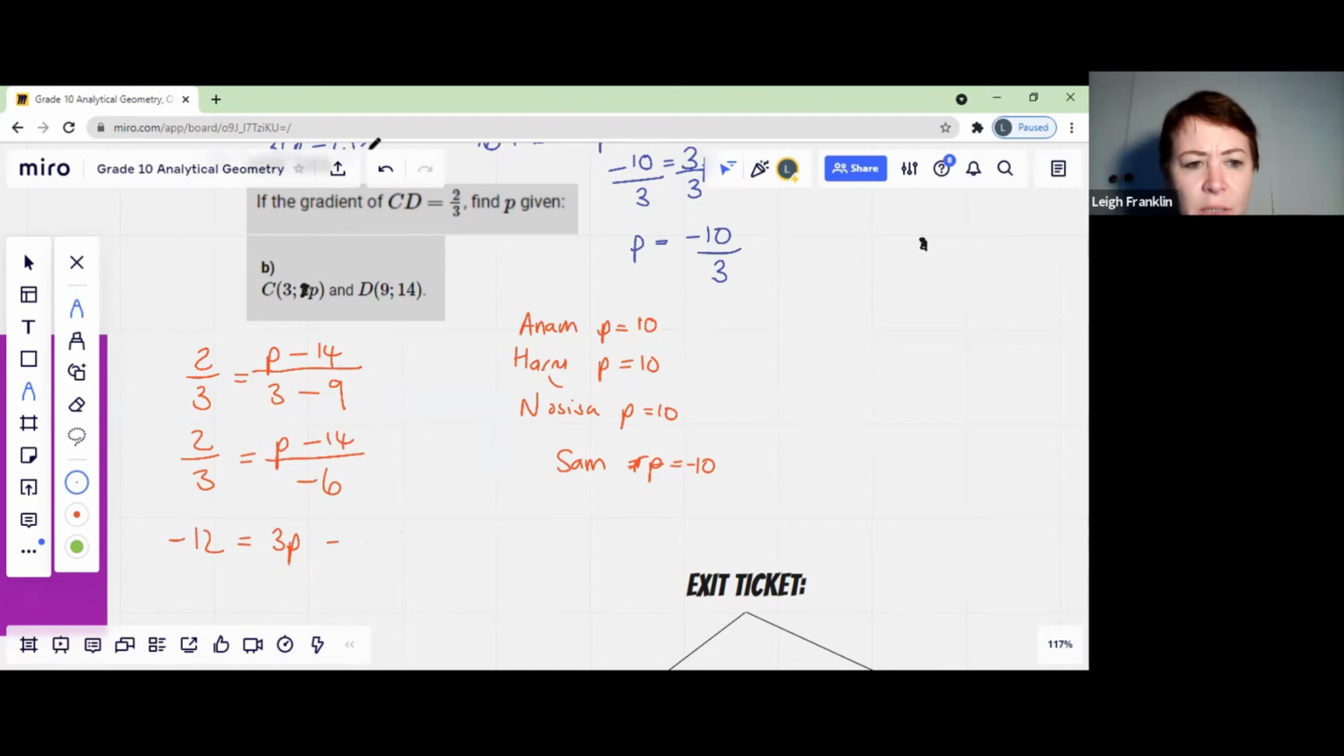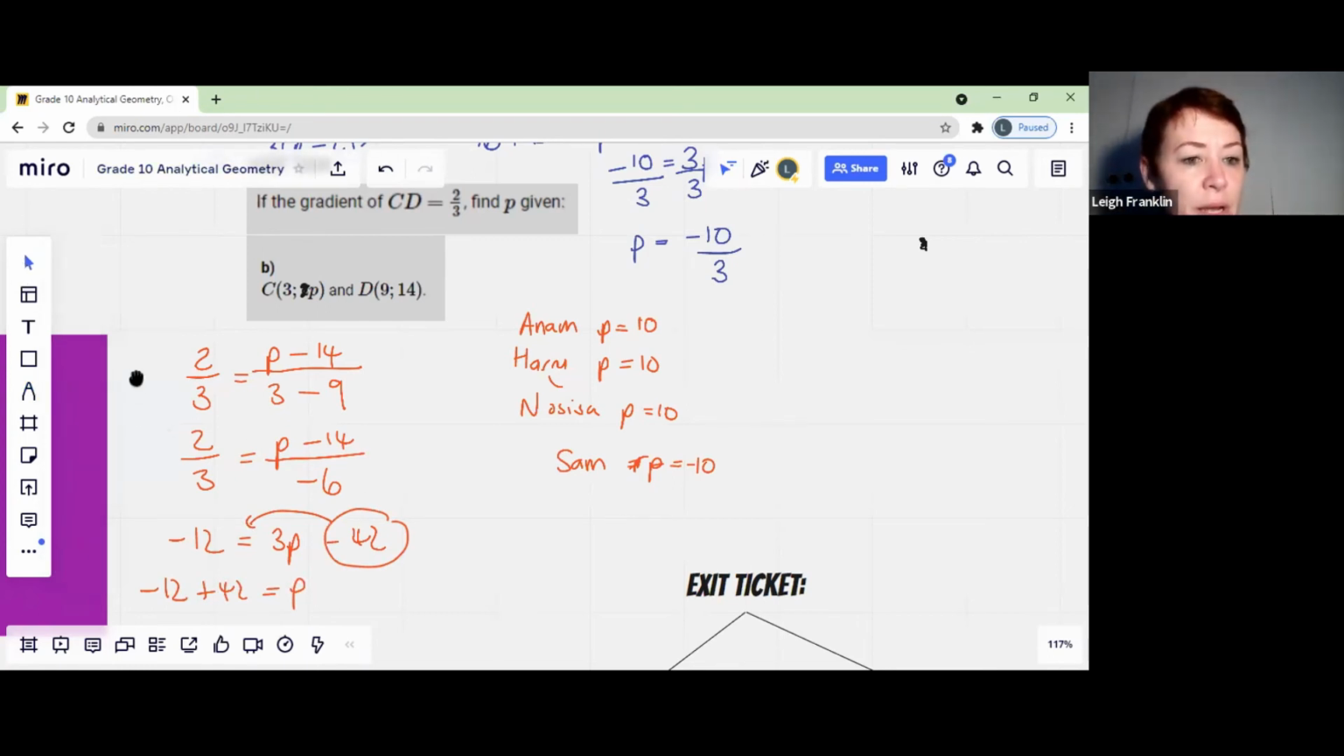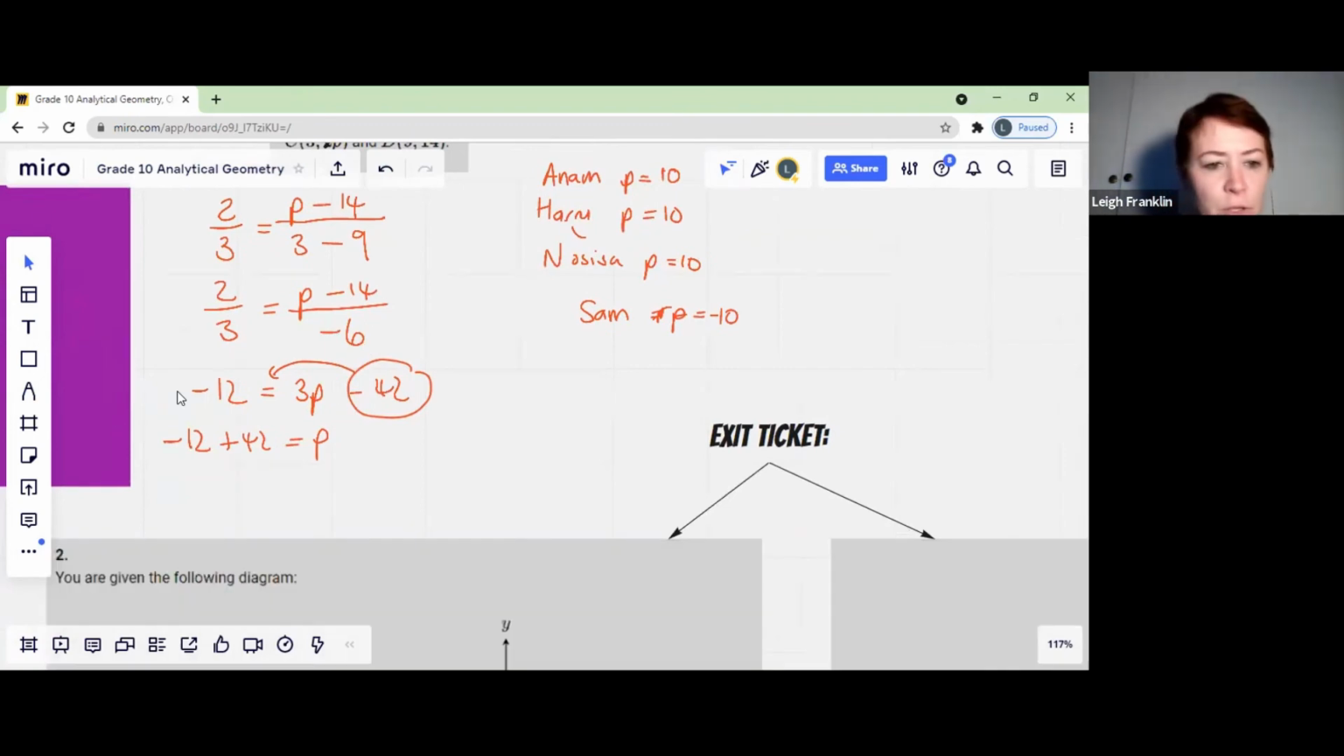42. Is that right? It's 42, ma'am. Yeah, it is 42. I was right. It would leave me with negative 42. So now I want to move the negative 42 over to this side. So now I've got negative 12 plus 42 is equal to P. You guys are right. It is going to be 10.